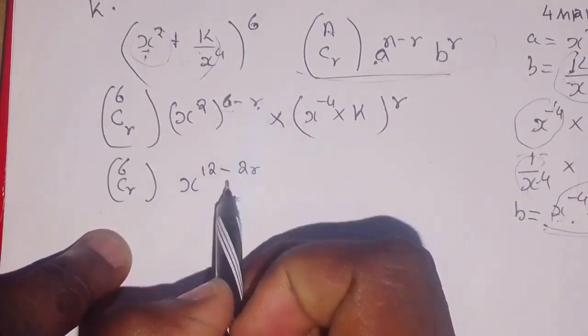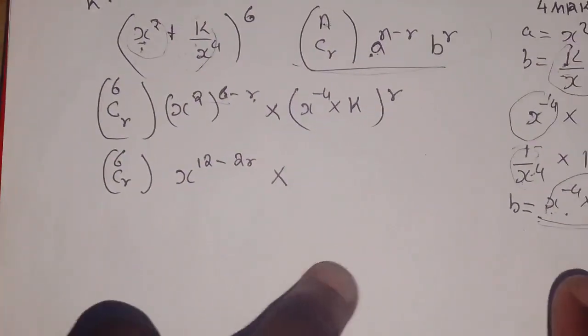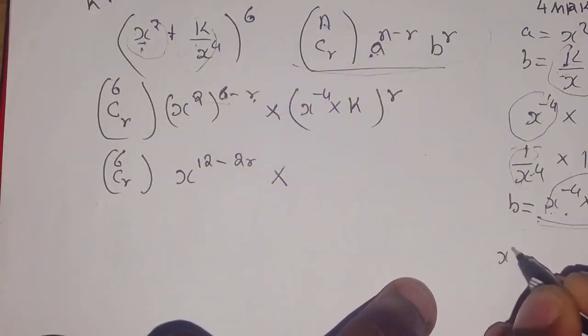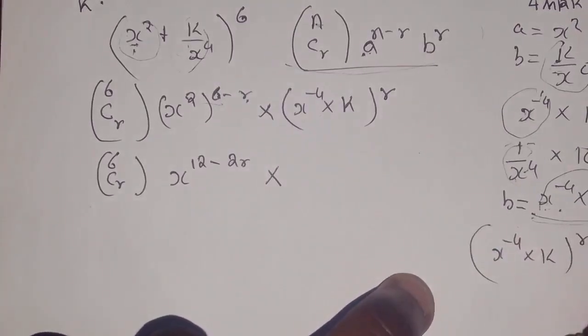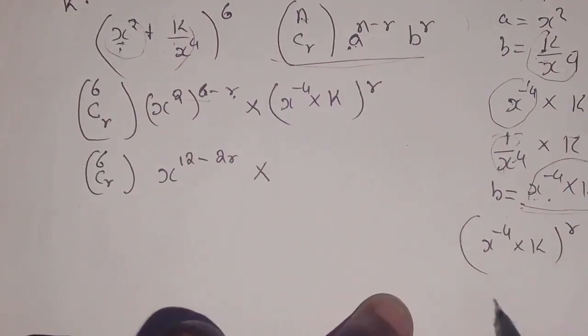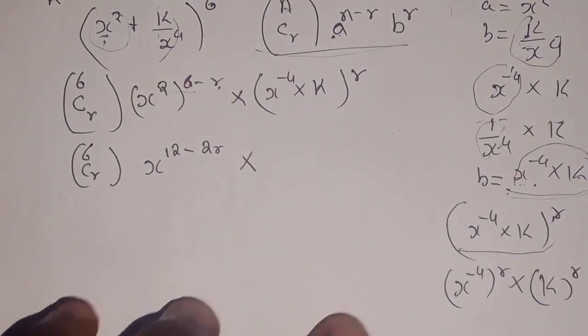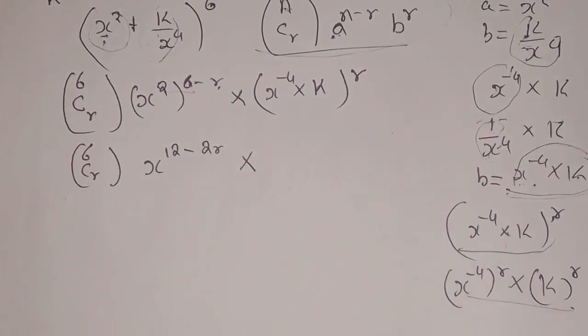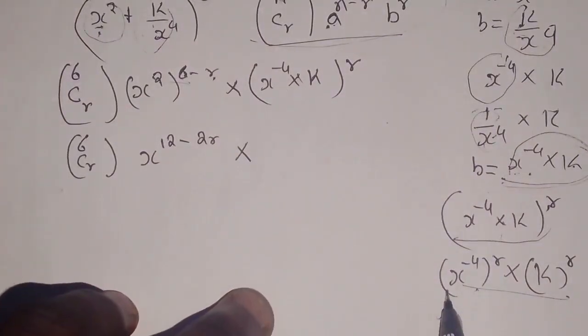Okay, so we maintain our sign, which is negative, multiplied by, so let's just write it here. This x to the power negative 4 multiplied by k to the power r. So this can also mean that x to the power negative 4r multiplied by k to the power r. This means that r is the power for everything that is here. So writing like this is the same as writing like this.